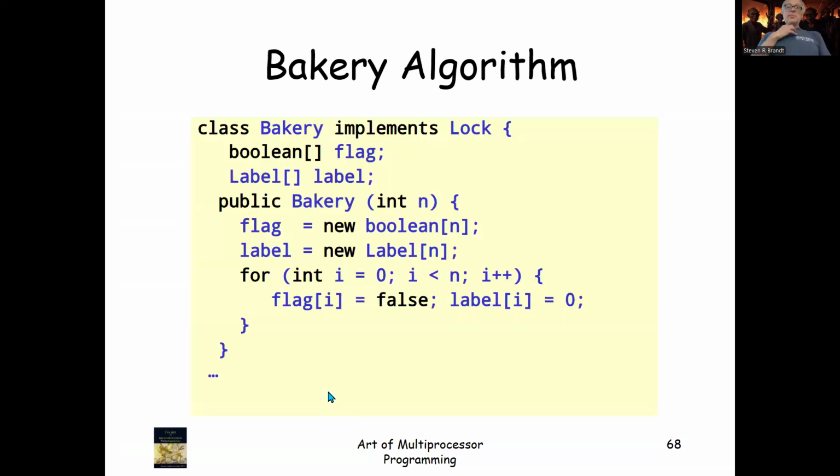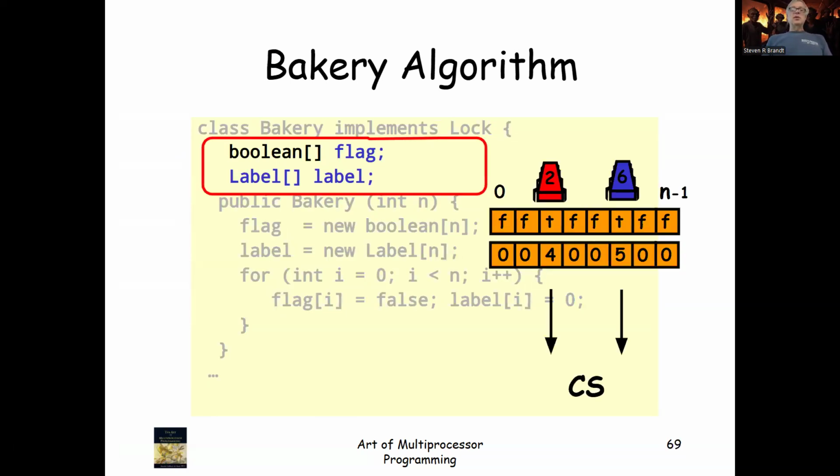Okay, so the bakery algorithm looks like this. This is maybe something I should change on these slides. It says label here, but you could just put int. Int would be fine here. I don't know why they chose to use label. It isn't a real type, but anyway. So you could just have an array of flags and an array of labels.